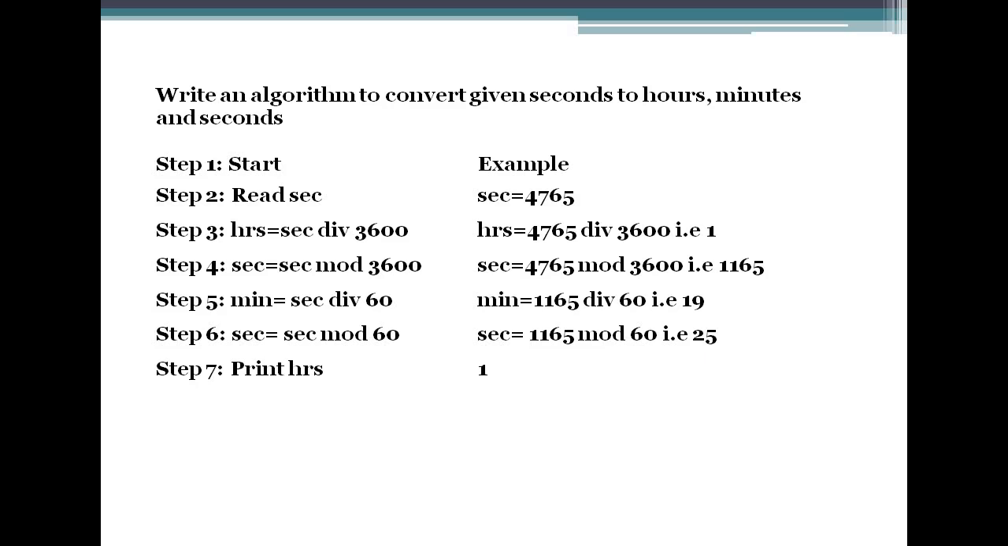You can check this by using a calculator, or you can work out this same algorithm for some other number of seconds. Once we have found hours, minutes and seconds, we now have to print them. So the next step, step 7, print hours, 1 will get printed. Step 8, print minutes, 19 will get printed. Step 9, print seconds, 25 will be printed.